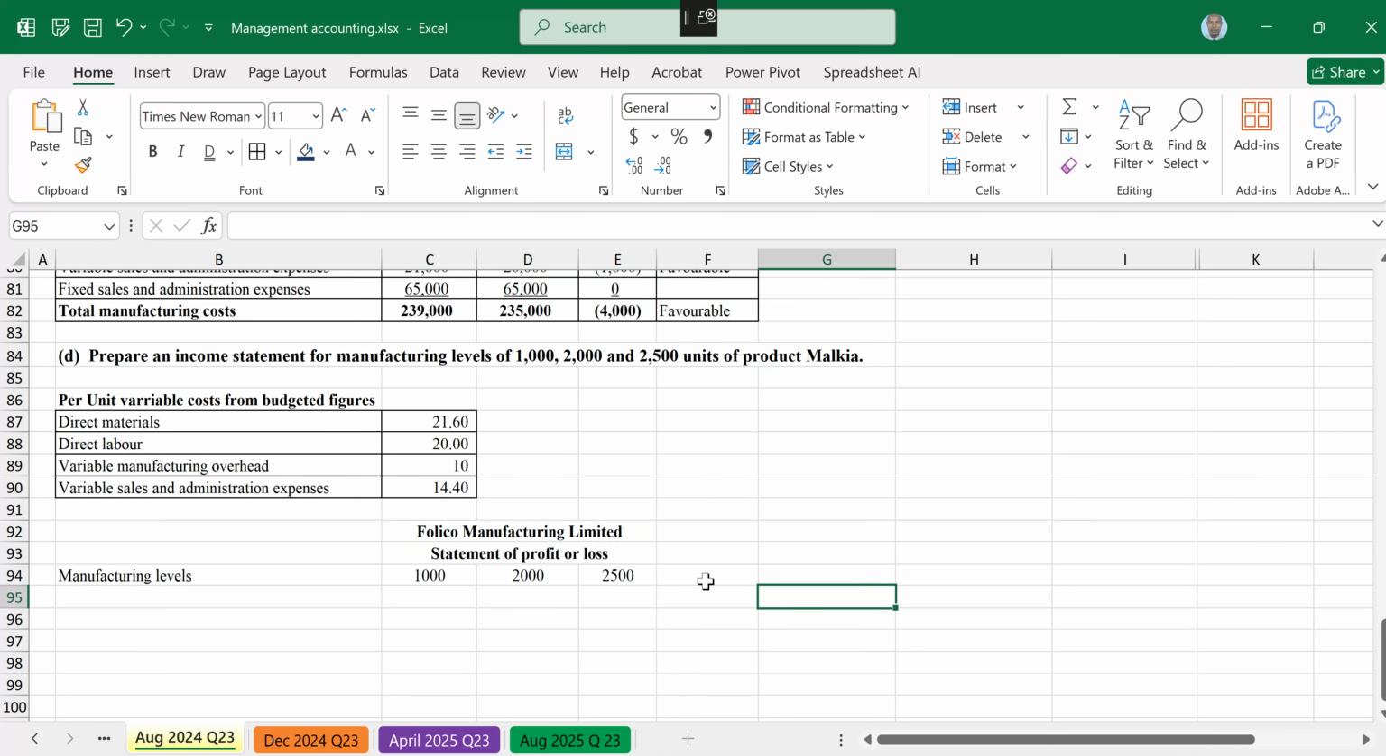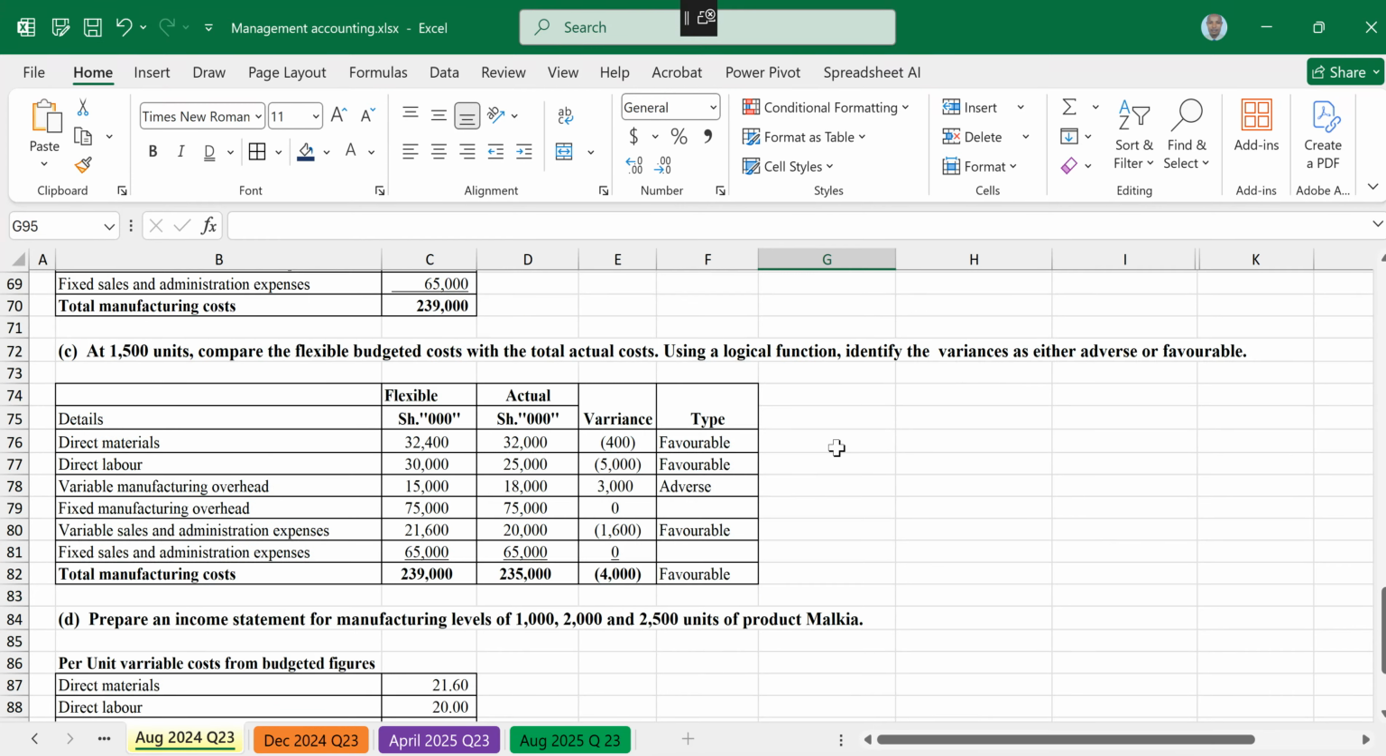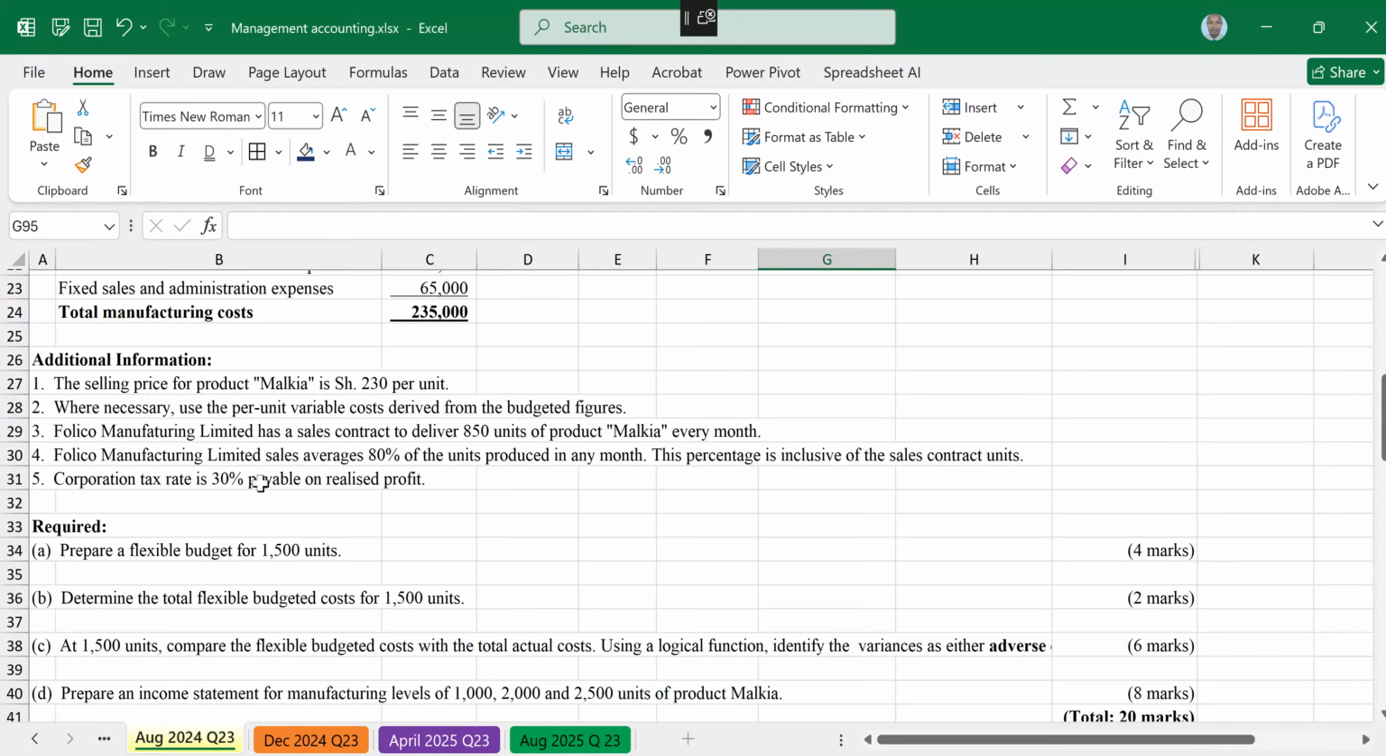So, statement of profit or loss for the following manufacturing levels: 1,000, 2,000, and 2,500. We go to sales, the units produced. Now, there is a sales contract to deliver 850, so the minimum you can deliver is 850. The sales averages are 80% of the units produced, but the minimum is 850. So that's what we are going to see here.